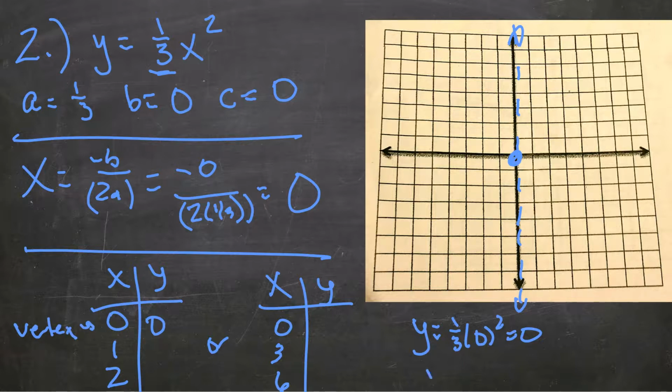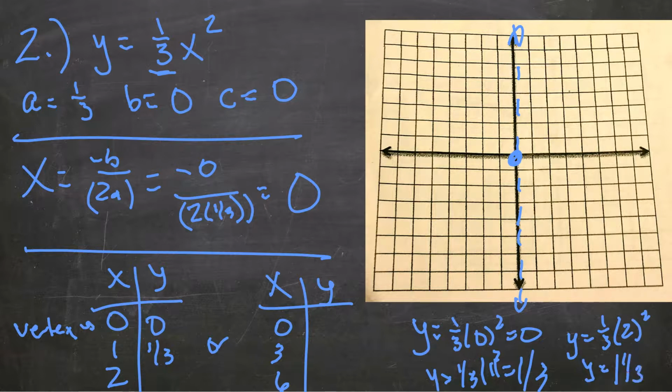Plug in 1. y equals 1/3. Instead of x, I put 1 squared, so I just get 1/3. Do the same thing. y equals 1/3. Instead of x, I put 2. 2 squared is 4. 4 times a third is y equals 1 1/3, or 4/3.